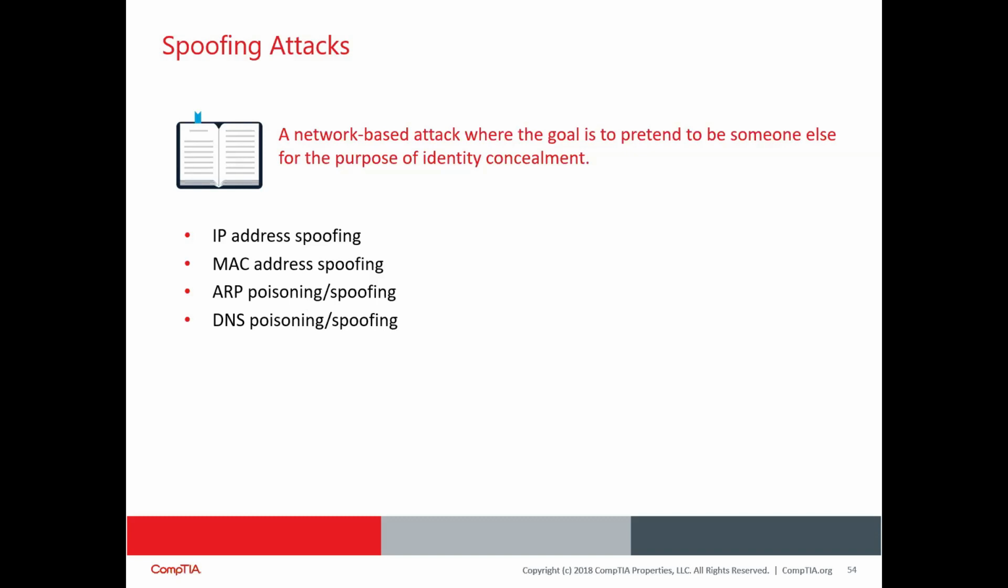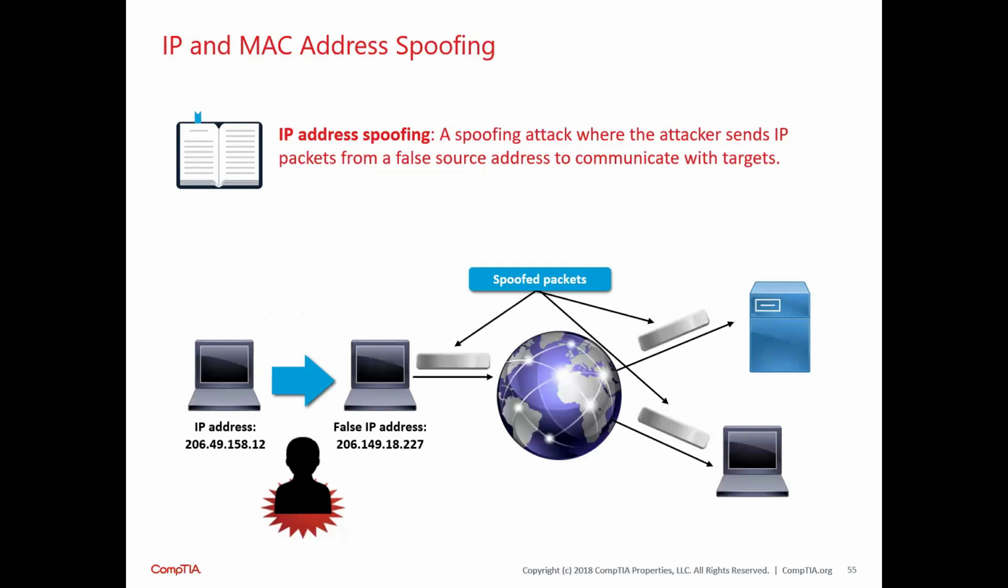The purpose is to make sure that nobody can identify you, known as identity concealment. You can do MAC address spoofing, IP address spoofing, or poisoning, including DNS poisoning and spoofing. This is an example, IP address spoofing, where the attacker sends an IP packet from a false source address to communicate with the target.